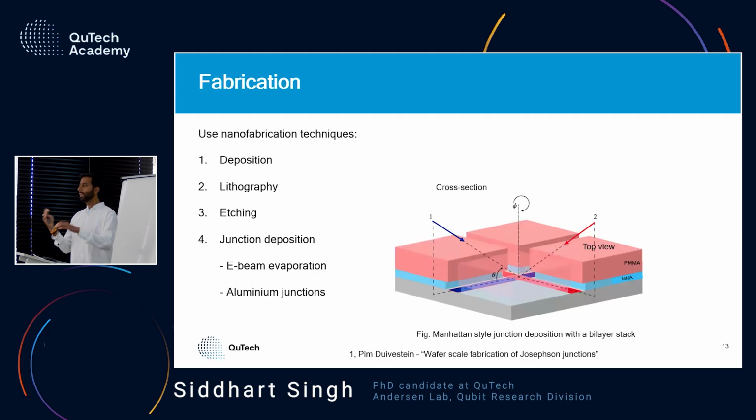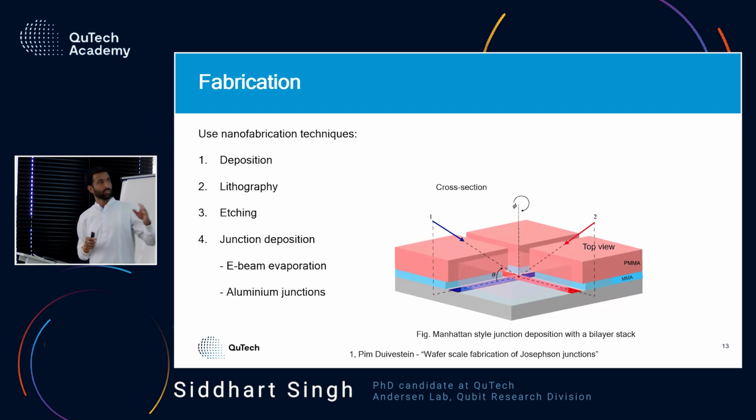Next, we need to create a Josephson junction on our chip. So what we want is a superconductor, an insulator in between, and a superconductor. And you cannot have galvanic connection across the insulator. Otherwise, the tunneling will not happen.